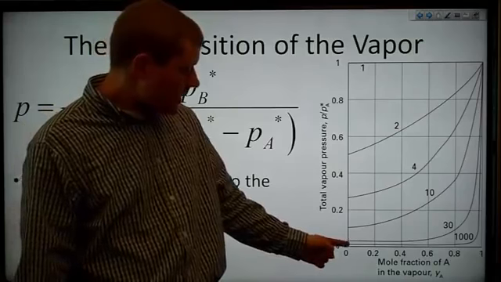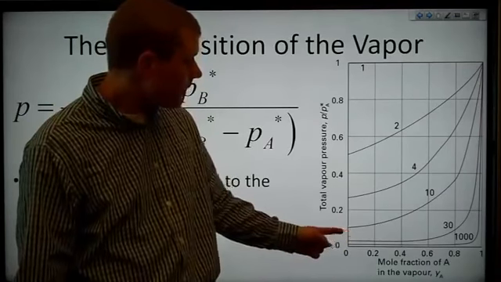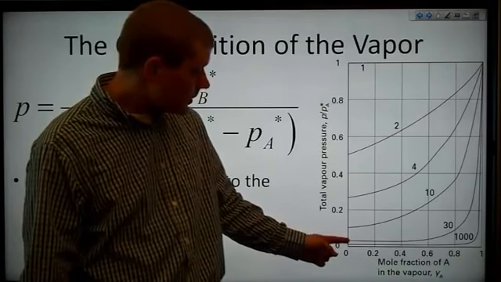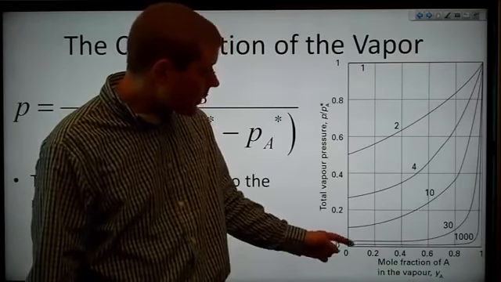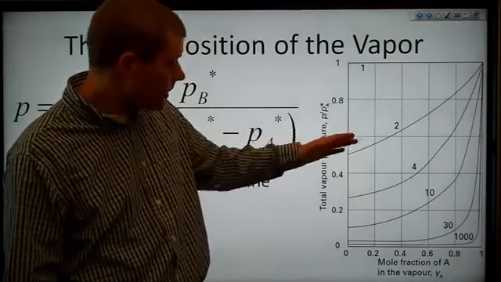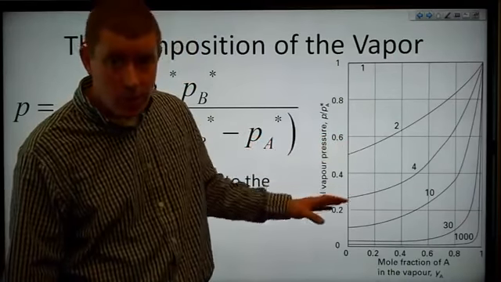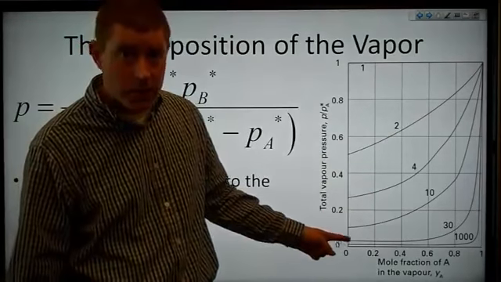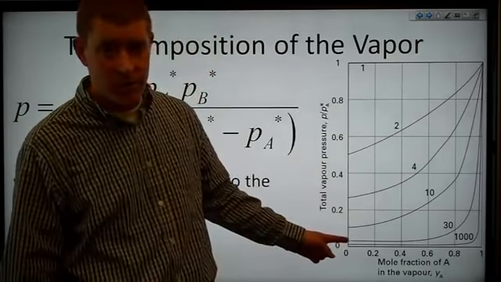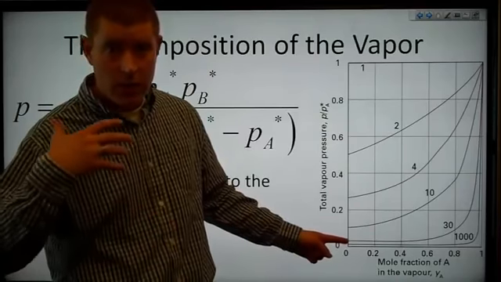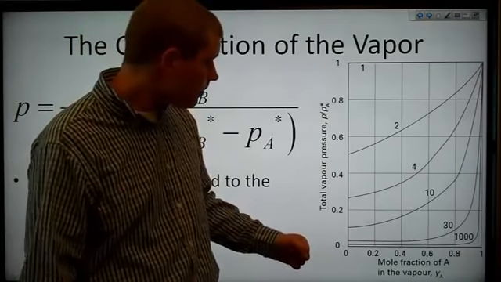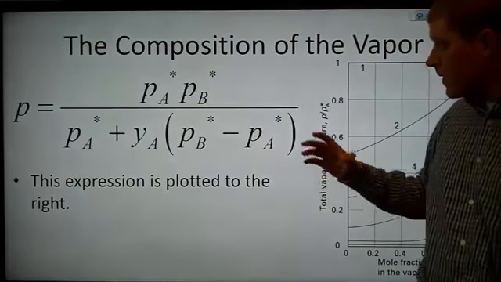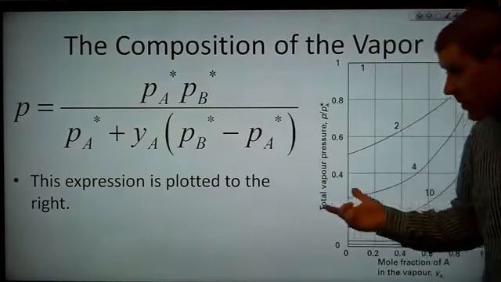So, as we get down here near zero, of course the total vapor pressure is lower, but it's still not linear, you notice. It's still not going all the way down to a vapor pressure of zero as it would be if B is a non-volatile component.